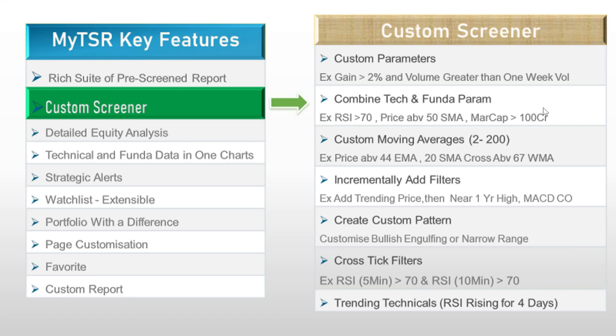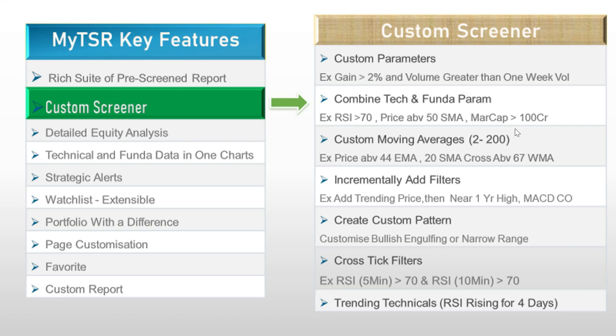You can choose your custom moving average. You can choose any moving average between 2 to 200, which we think is a decently good span of moving average. For example, you want the price to be above 44 moving average, and you want a 20-day SMA above 67 weighted moving average. So it does give you flexibility of combining moving averages across moving average types.